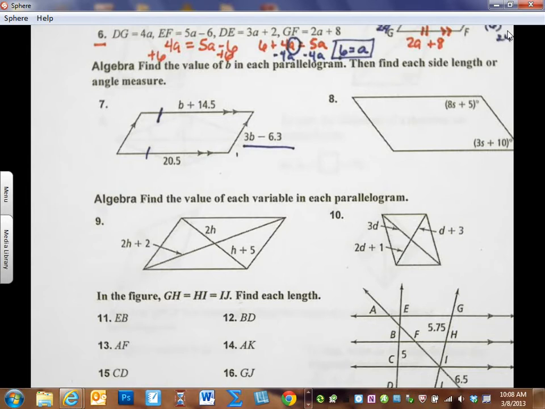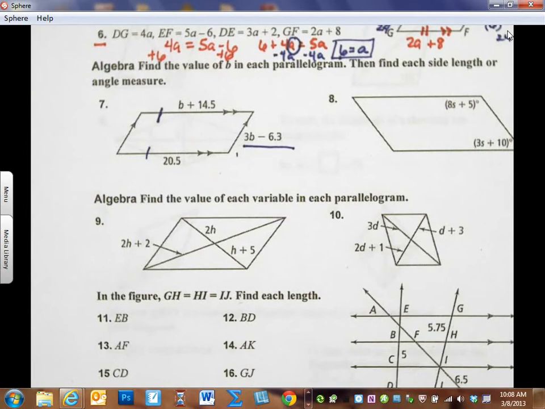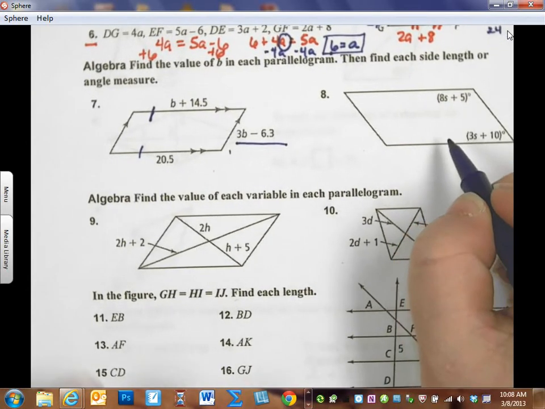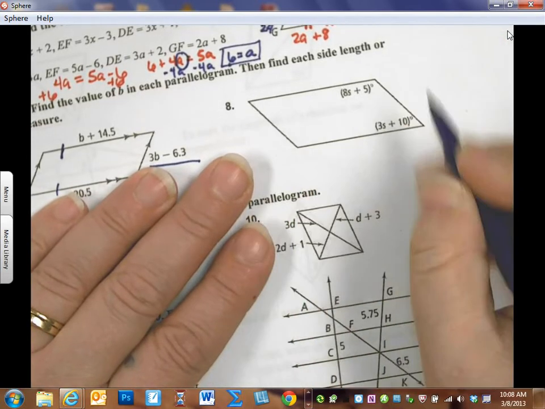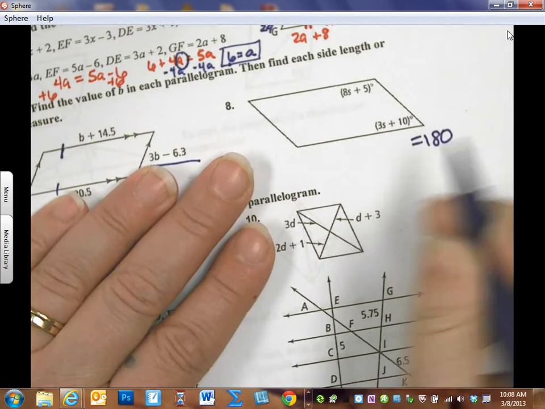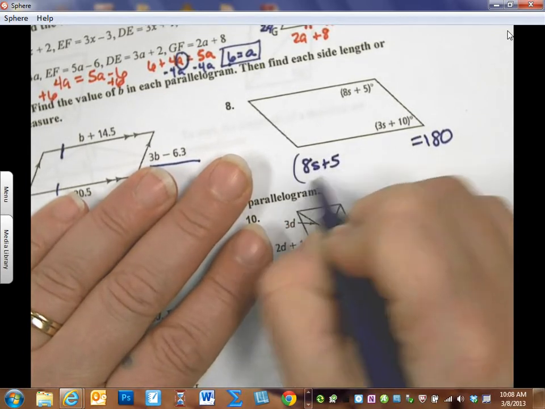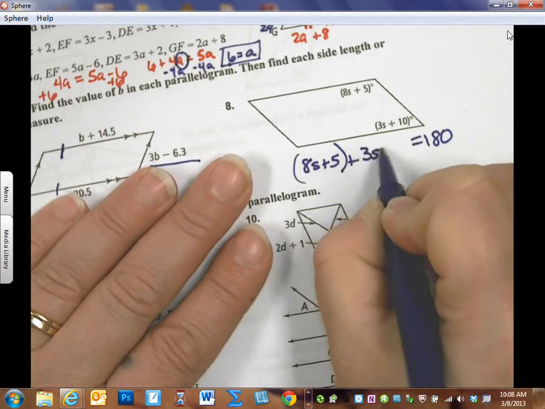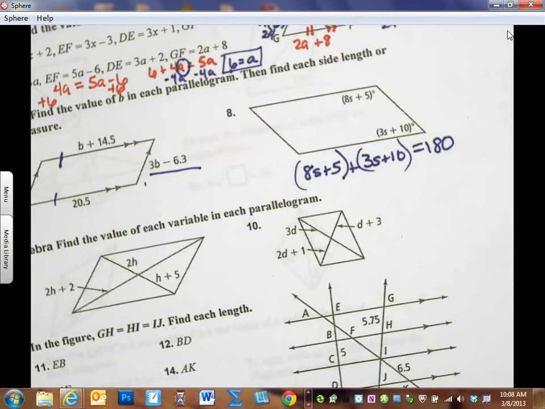Then how would 8 work? So would that just be you put these two numbers and then you equal 180? Let's do it together. We would know that these guys equal 180. You're exactly right, because they are consecutive angles. So we would say 8s plus 5 plus 3s plus 10 would equal 180, and then you'd combine your like terms. You could solve that, I think.